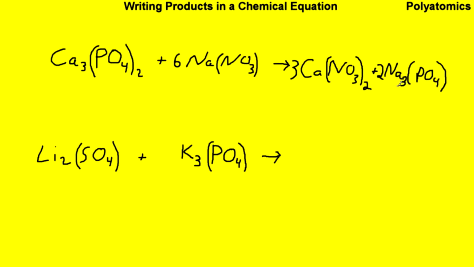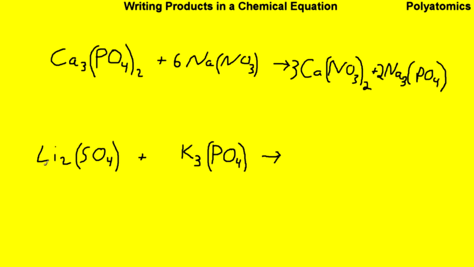Now we have 6 sodiums. And then now this 2 distributes to the phosphate. We have 2 PO4s, and we have 2 PO4s. We're done. There's our balanced equation. We wrote products. We're amazing. Let's try another one. Lithium sulfate, potassium phosphate.